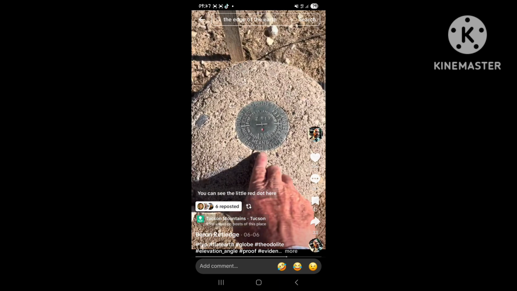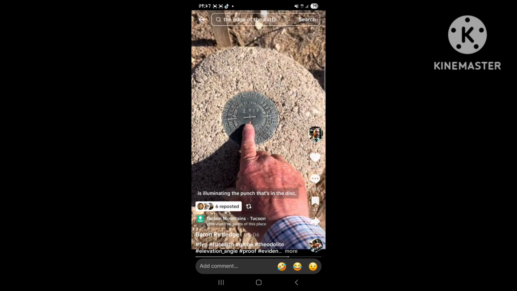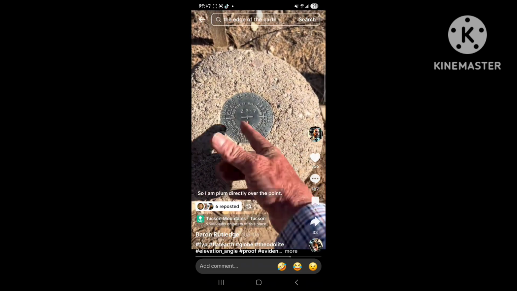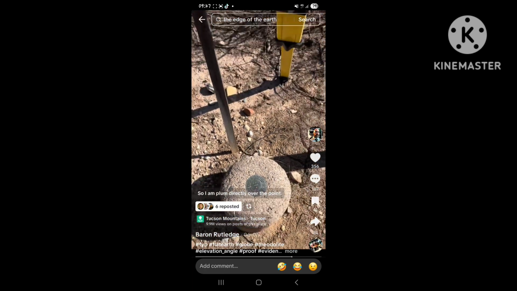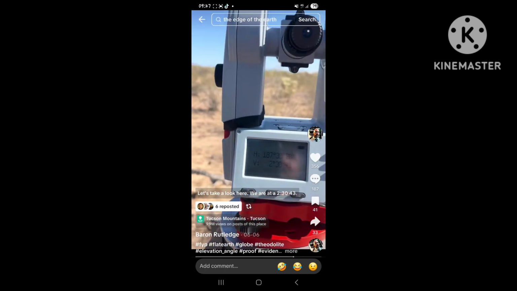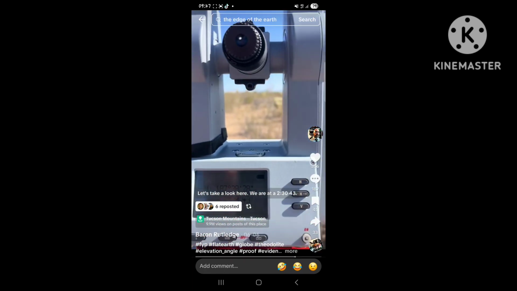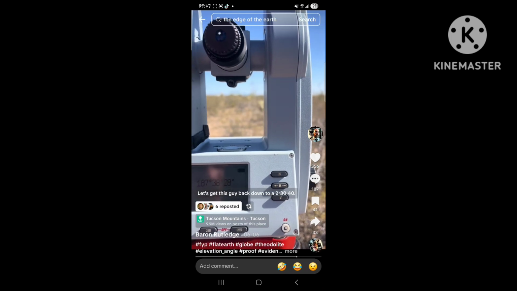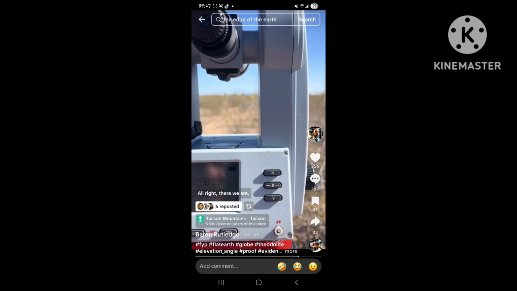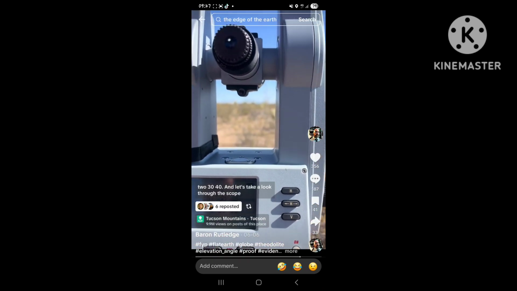You can see the little red dot here is illuminating the punch that's in the disc, so I am plumb directly over the point. Let's take a look here. We're at 230.43. Let's get this guy back down to 230.40. All right, there we are, 230.40.